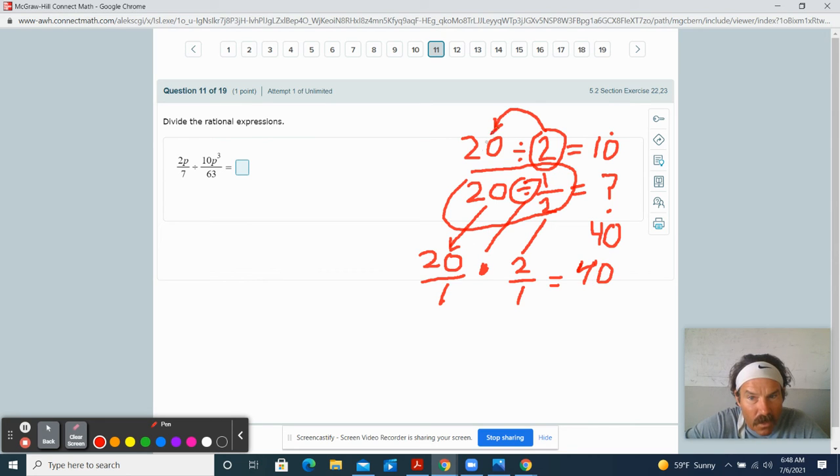Anytime we have division, we keep the first term, we keep the first fraction, we just write it down, we change the division to multiplication, and then we flip the fraction. And that's how we're going to do all these division problems from 11 through 19. All right, so I'm going to do that right here. 2p over 7, I'm going to keep.